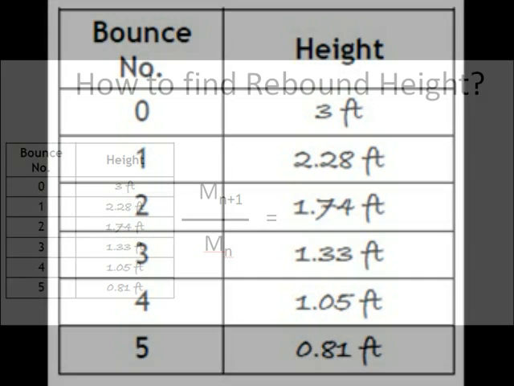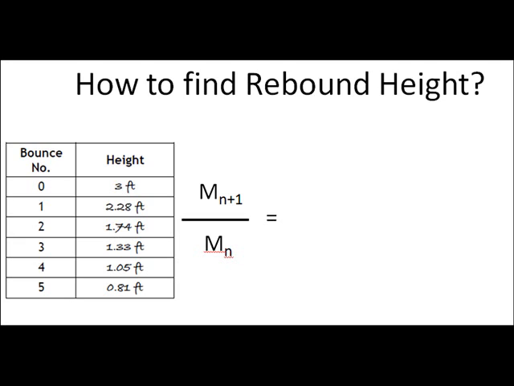Now let's go through the steps. How do we find rebound height? Well, the general rule to find rebound height is that we need to take the next term and divide it by the previous term. So it's described as m of n plus 1 divided by m of n.